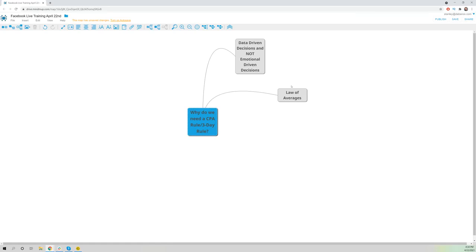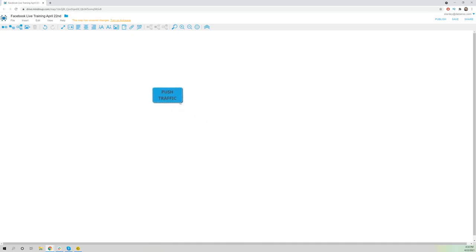Keeping that in mind, we're going to discuss the 3-day rule, or the CPA rule, on push. Let me delete these. And right here, we're going to say push traffic. As you might know, there are 5 different stages in affiliate marketing. This is the same for every traffic source. No matter whether you run native, push, banner, or pop-up, we always have the 5 pillars.